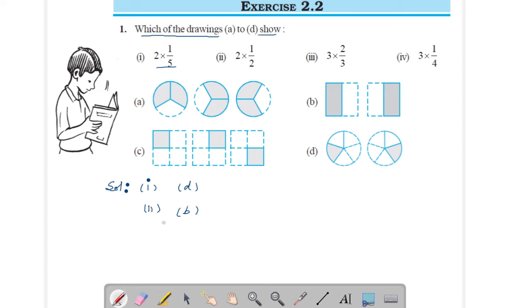Then third part, it is 3 into 2 upon 3. See A part, the whole is divided into 3 parts and 2 parts are shaded. In fraction we can write it as 2 upon 3. Here it is again 2 upon 3, 2 upon 3. It is multiplied 3 times. It can be written as 3 into 2 upon 3. The answer of third part is A.